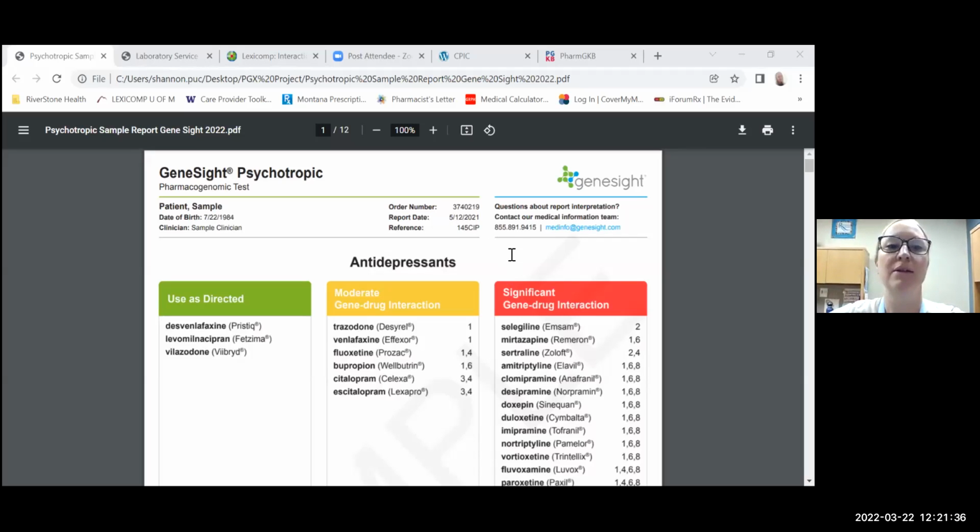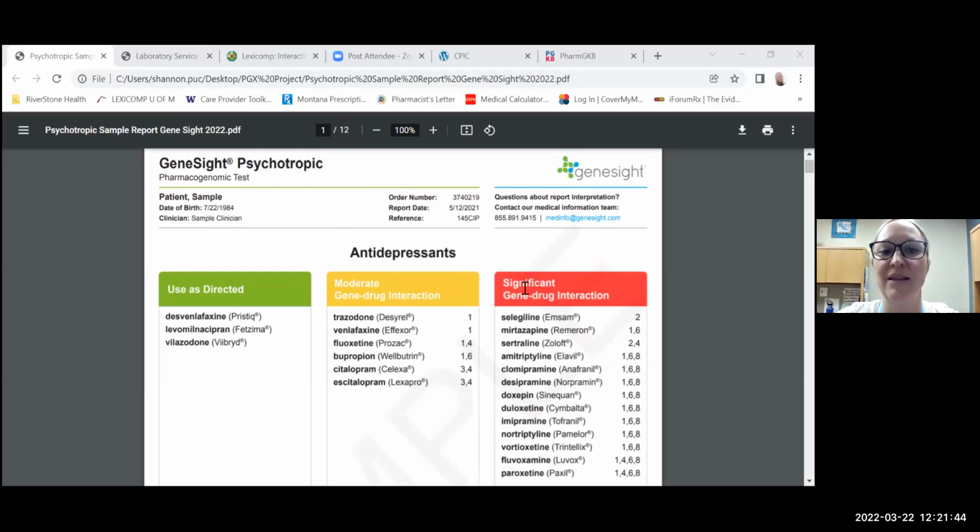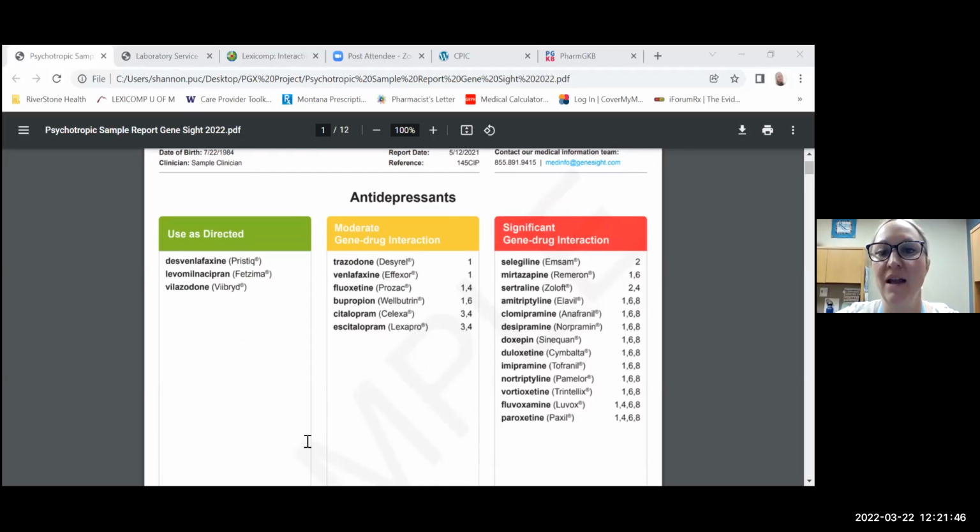Okay. So this is a typical GeneSight psychotropic panel. This is a sample patient. What you will see is the medication classes and the breakdown of the medicines that are based on the patient's genotypes and phenotypes. So when a patient brings reports in like this, they often will say, well, Dr. Guire has me on duloxetine, and this shows that I shouldn't be on duloxetine. Why does he have me on that? There's a lot more to it than that.